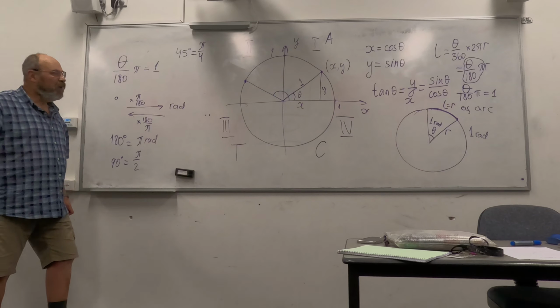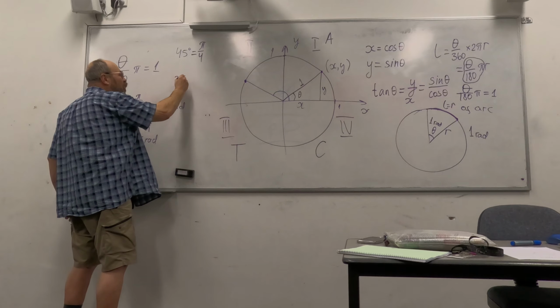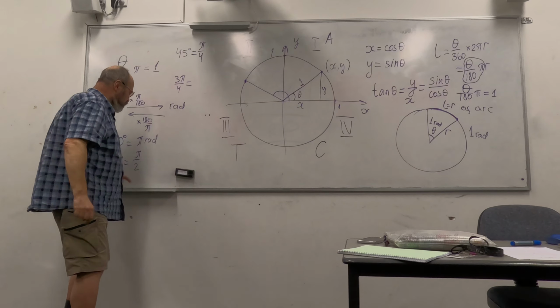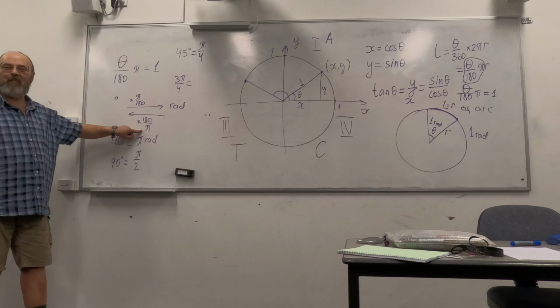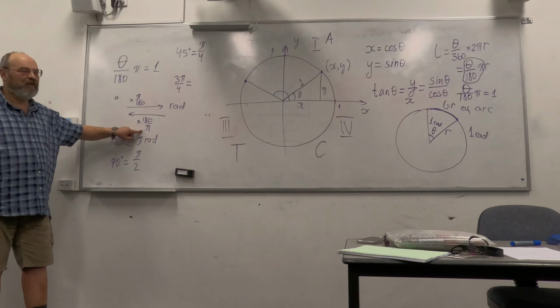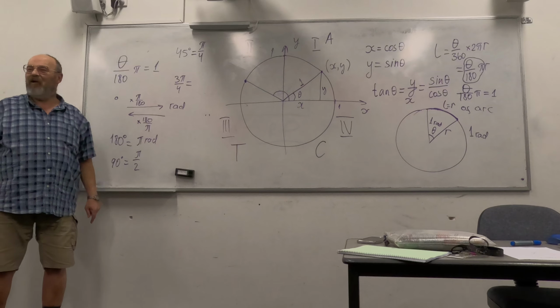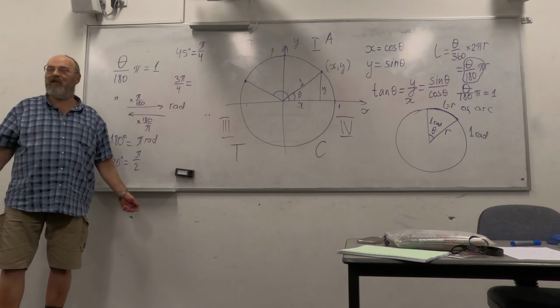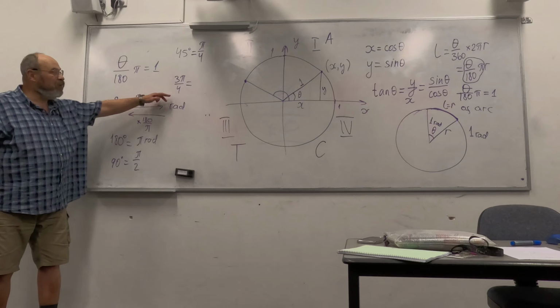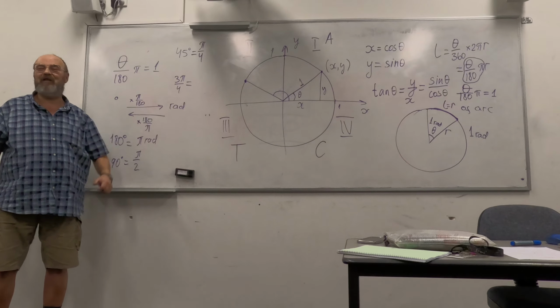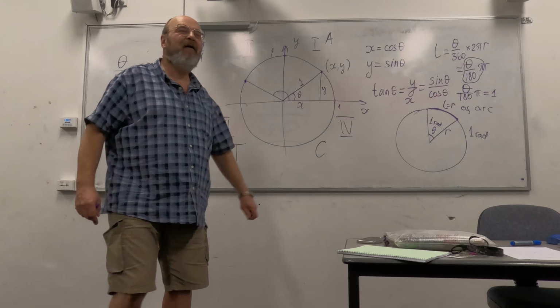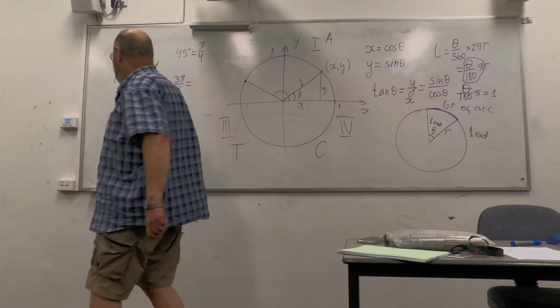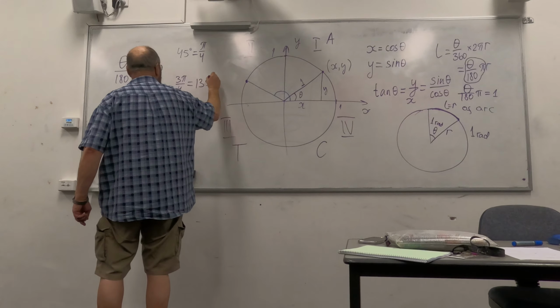Let's convert 3 pi on 4 into degrees. We have 3 times 180, which is 540, over 4. You should be able to calculate it in your head easily. 540 divided by 4 is 135. Yes, I got it.